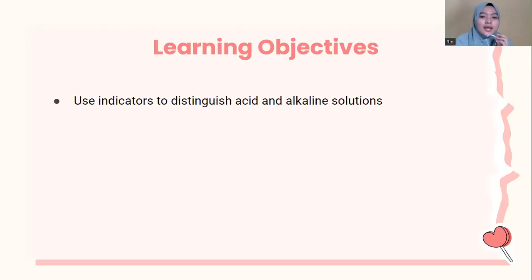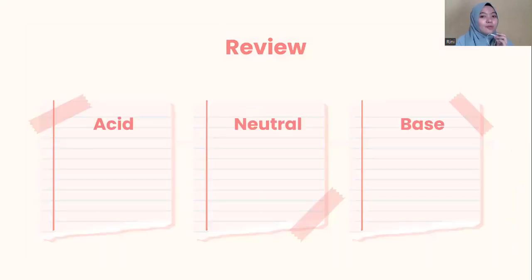The learning objective for today is to use indicators to distinguish acids and bases. Before moving forward, in the last meeting we discussed acid, neutral, and base. I need you to make a definition for those three terms. What is acid? You may relate it to the pH or to litmus paper.